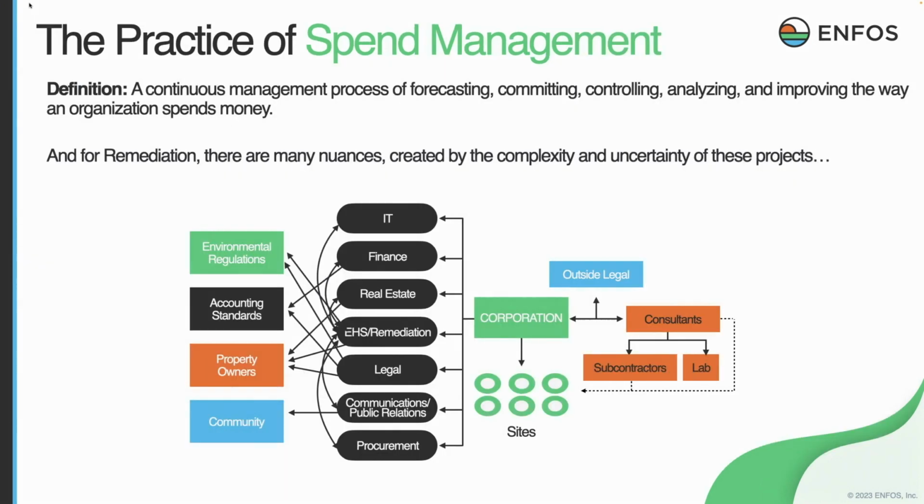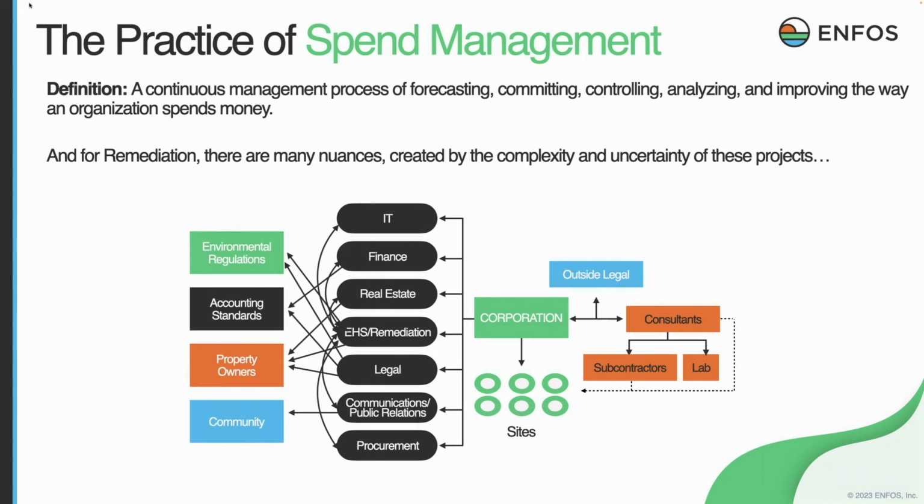So the practice of spend management, there's a definition here, but it's a couple of the key words here is that it's a continuous management process, and it contains many types of activities: forecasting, work committing, work controlling, analyzing, and ultimately improving the way an organization spends money. This happens in a lot of different types of cost centers, not just remediation, but remediation, as we know, for all those of you on the call that have been in this field, there are a lot of nuances, and those nuances are created by the complexity and the uncertainty of this type of work.